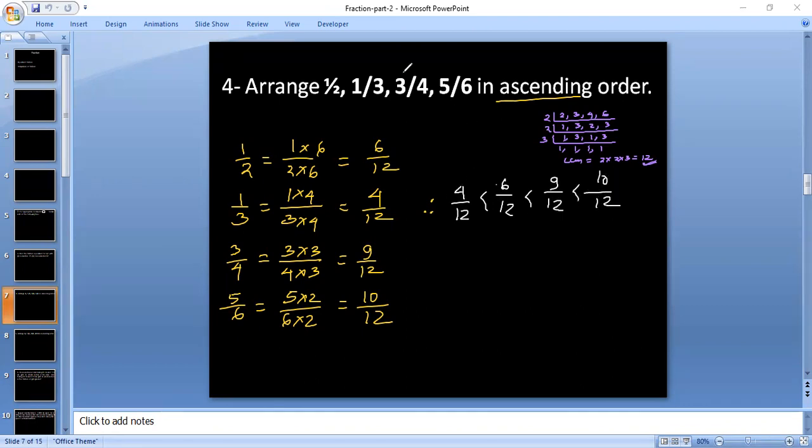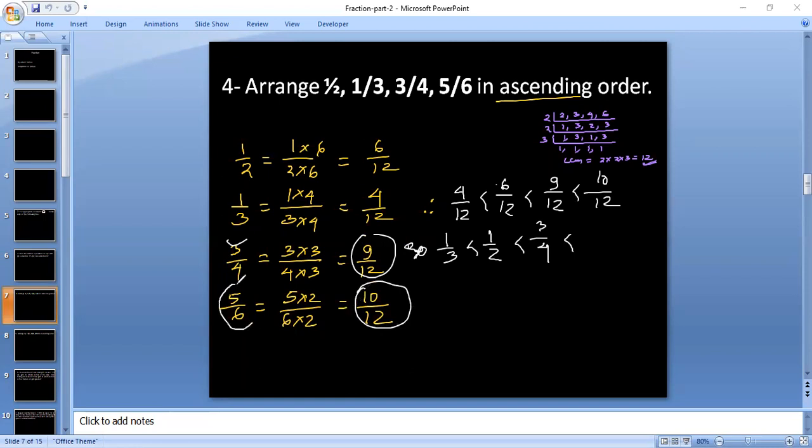But look at the question. 4/12 तो नहीं है, 6/12 भी नहीं है. That means 6/12 is the equivalent fraction of 1/2, and 4/12 is the equivalent fraction of 1/3. So write this. 4/12 is the equivalent fraction of 1/3. 1/3 is less than 6/12, the equivalent fraction of 1/2, is less than 9/12. 9/12 is the equivalent fraction of 3/4. 3/4 is less than 10/12. 10/12 is the equivalent fraction of 5/6. So write 5/6. All are in ascending order now.